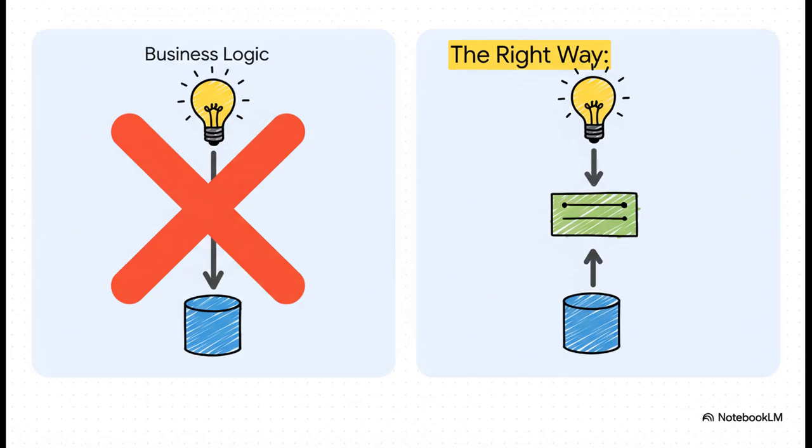But on the right, now this is the smart way, we stick an abstraction. You can think of it as a contract or a set of rules right in the middle. Now, both your business logic and the database depend on this middleman, this interface, instead of depending on each other. It's a buffer.